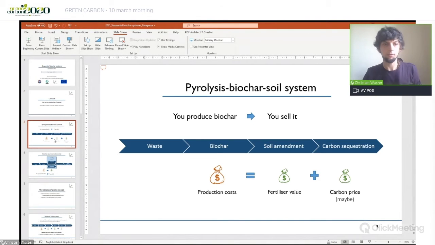So that was the slide. That's the most standard system: a pyrolysis biochar soil system where you produce your biochar, you have some production costs, and then you sell it, and hopefully your price is high enough to match your production costs, because otherwise you don't make a profit. You can summarize that by: you produce a biochar and then you sell it. So that's the basic economic framework here.